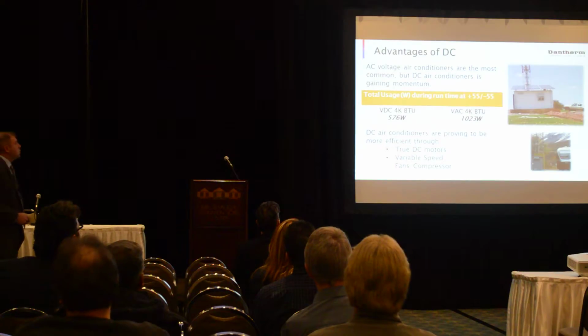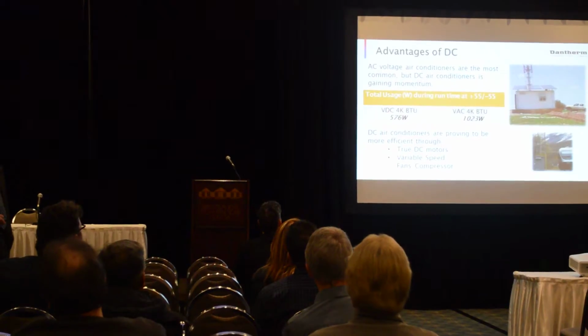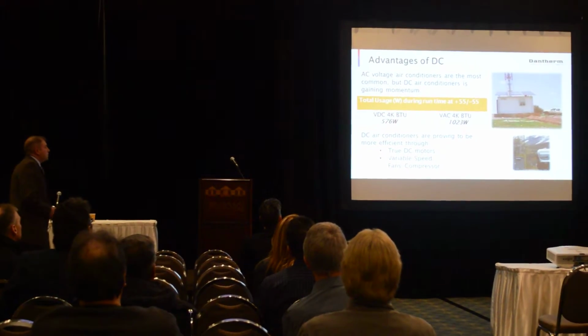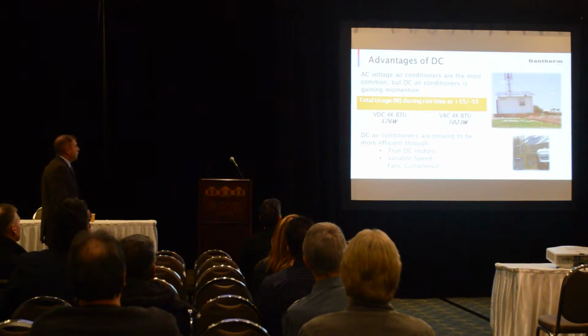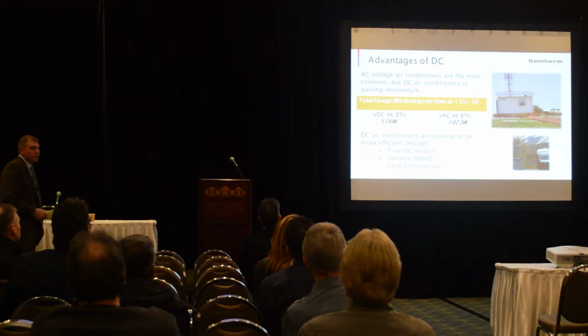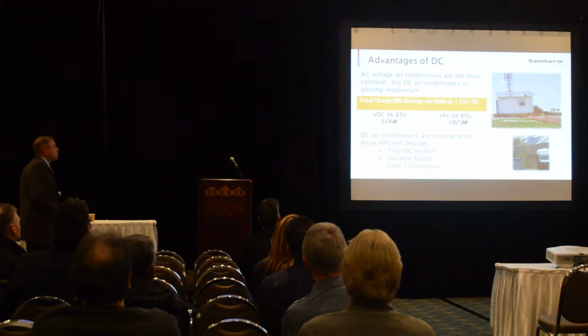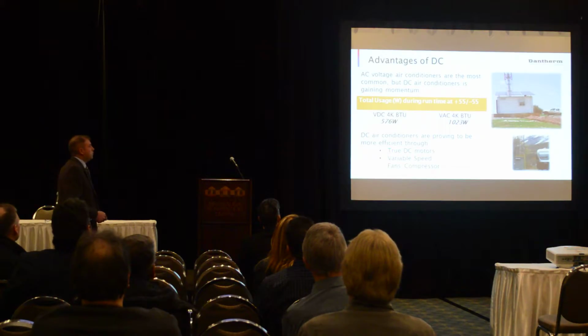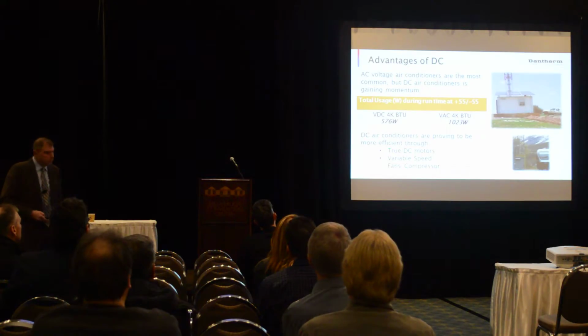Right here you have total usage in watts during the worst time, at plus 55 and minus 55 C. This is the total amount of wattage, DC versus AC, and that's the difference in runtime efficiency. It's able to gain this efficiency through true DC motors and variable speed fans and compressors.